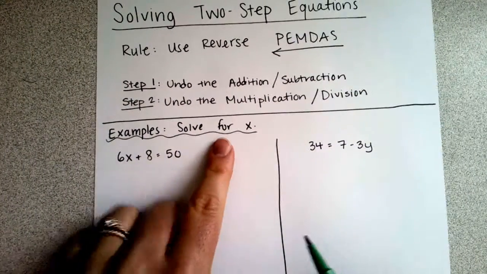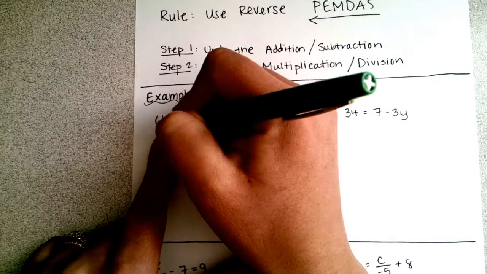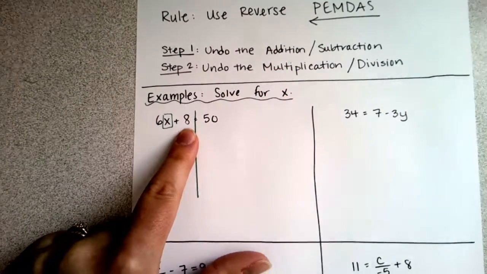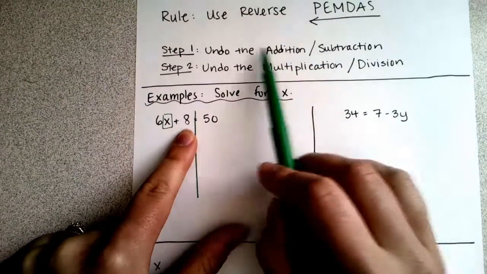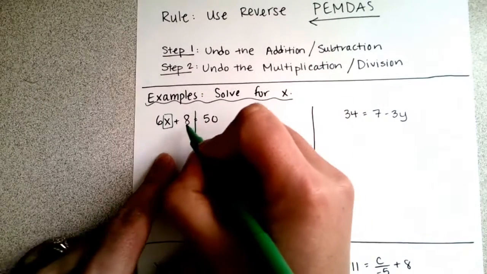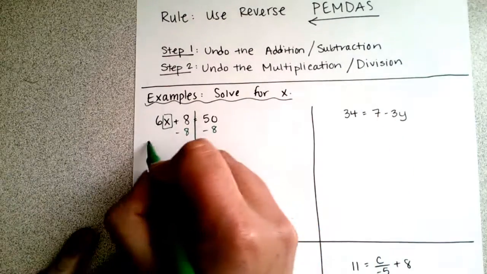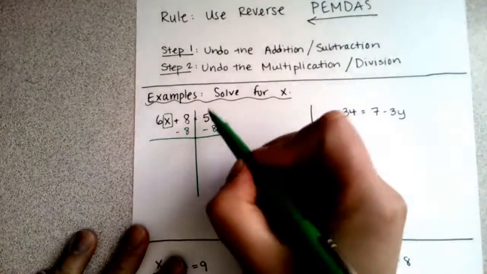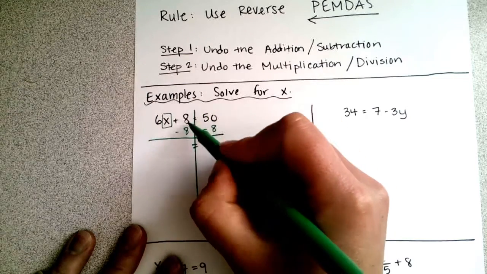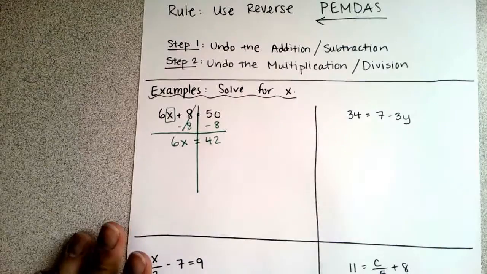So remember, when we're solving for x, we're trying to get x by itself. So we want to know what x equals. So I see there's plus 8, and the first thing you have to do is undo the addition or subtraction. So the opposite of adding 8 is subtracting 8. So whatever you do to one side, you have to do to the other. So 50 minus 8 is 42. 8 minus 8 is 0. Those cancel, so we have 6x left here.